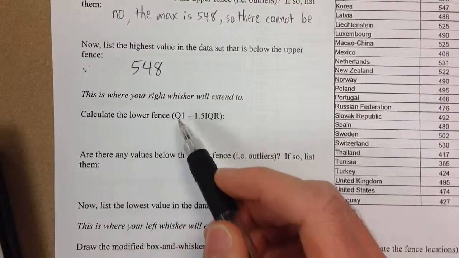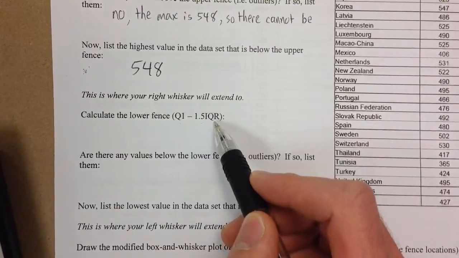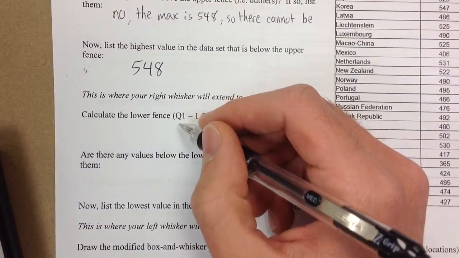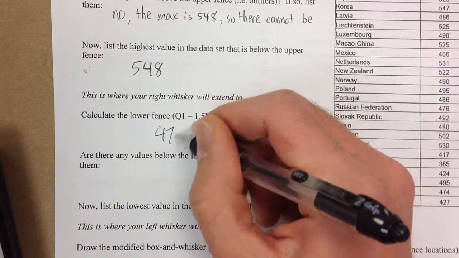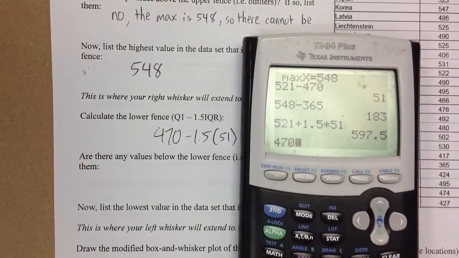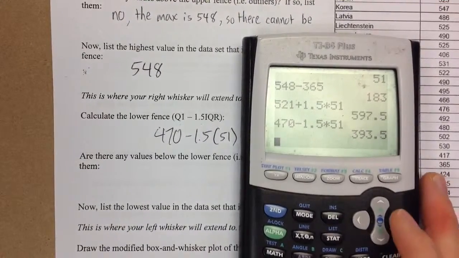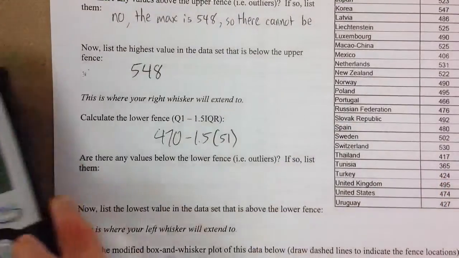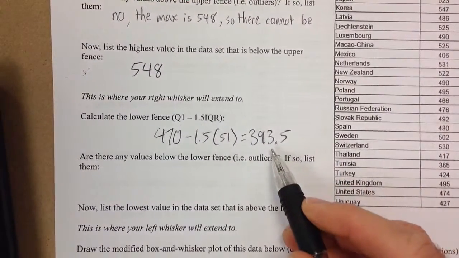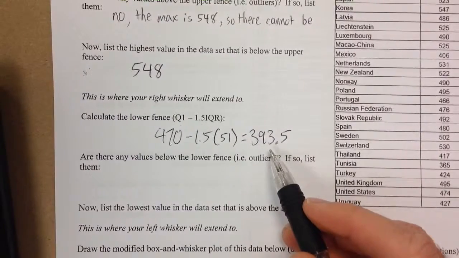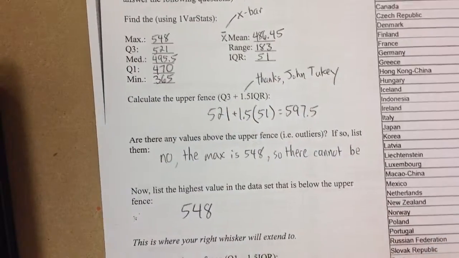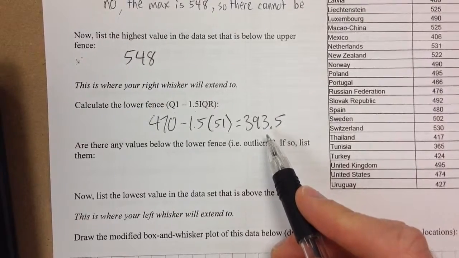Now, the lower fence. We're going to go 1.5 box widths less than the first quartile. So, what's Q1? 470. 393.5 is what our lower fence is. So any values that are below that will be considered outliers on the low end. Okay, now look, your minimum is 365, so that means that you at least have one outlier on the low end.